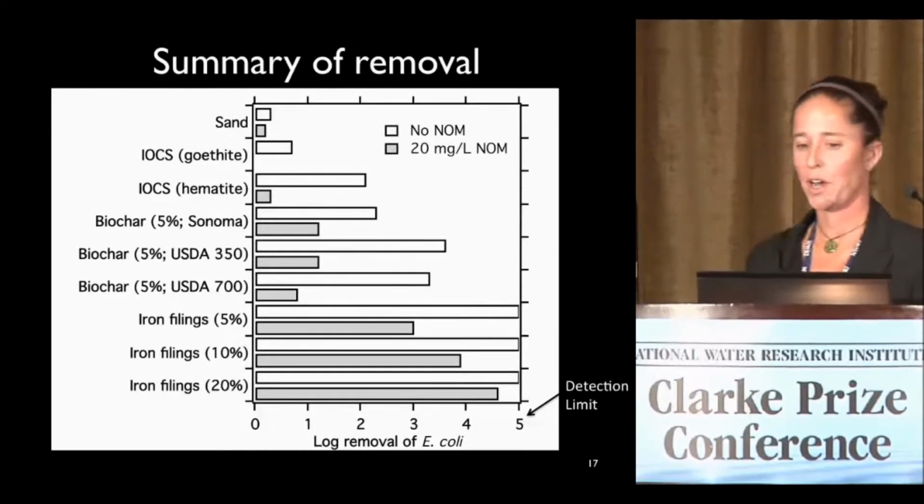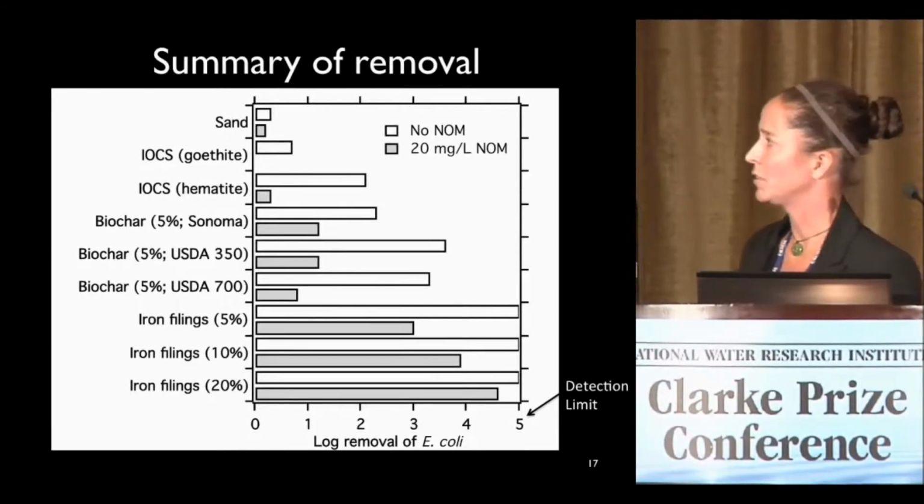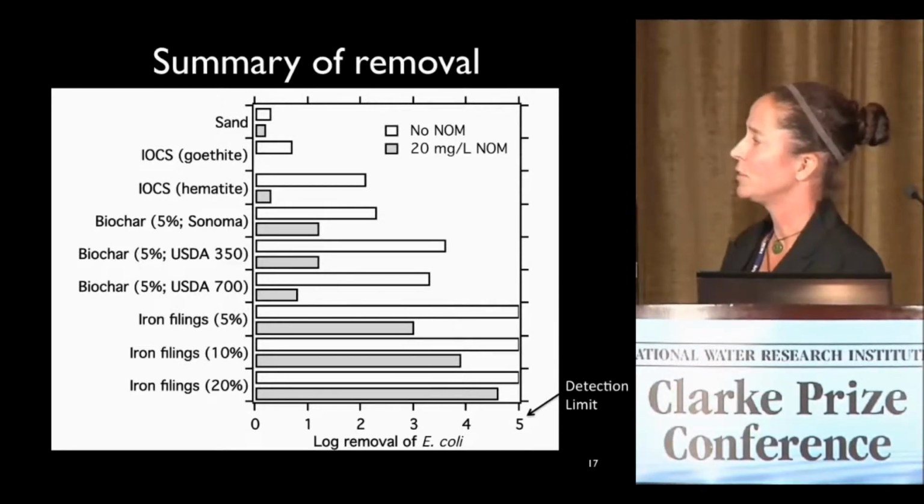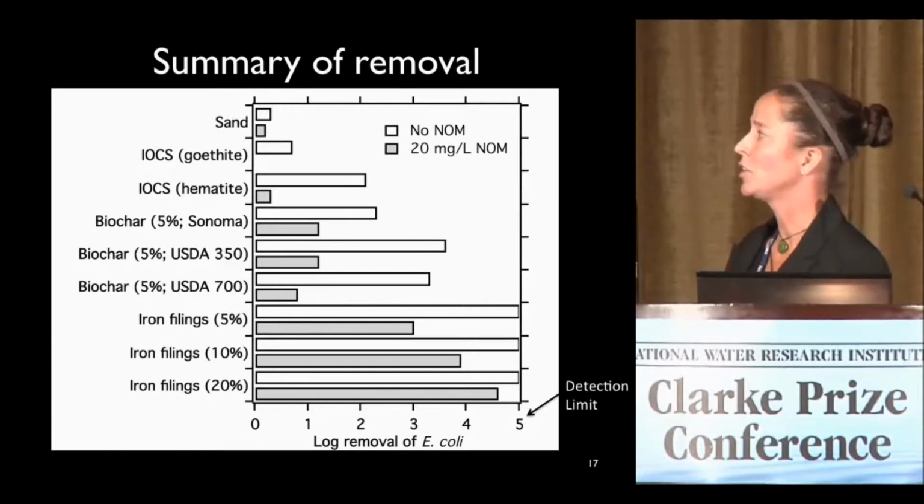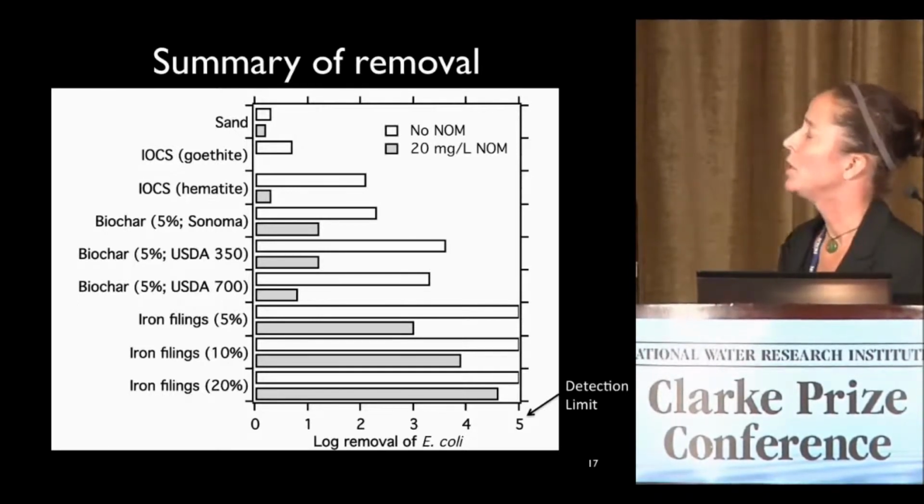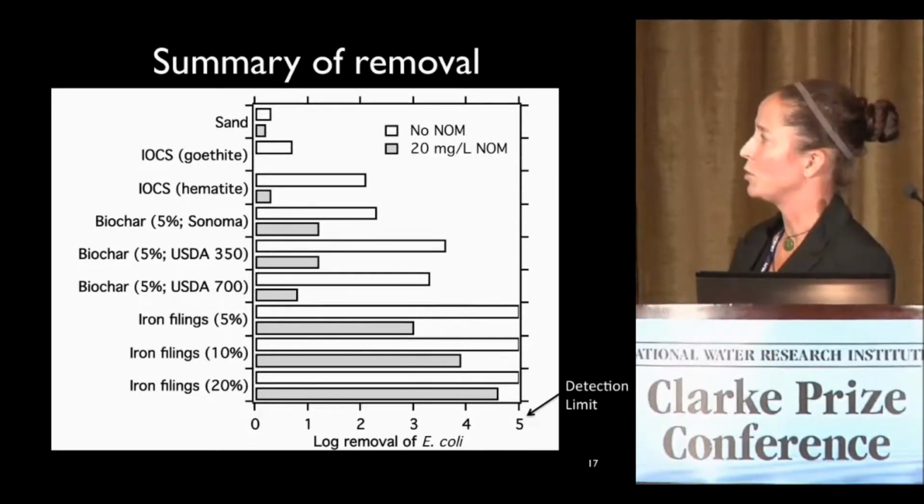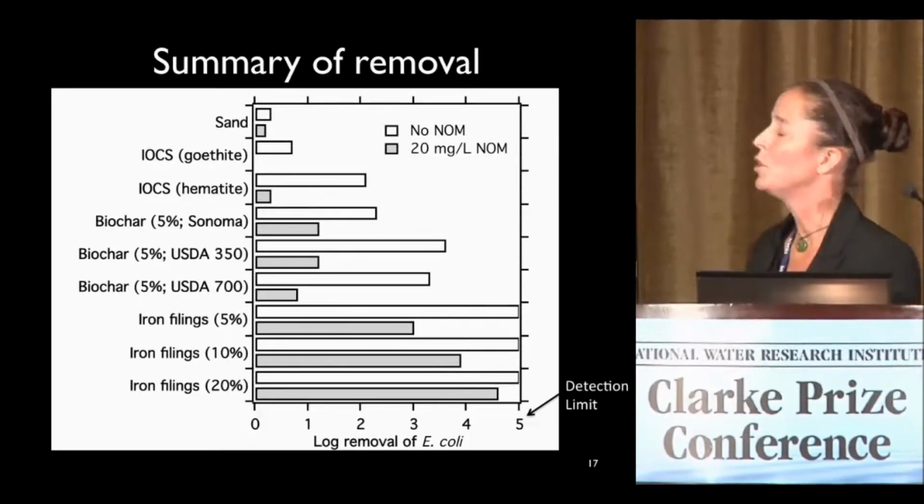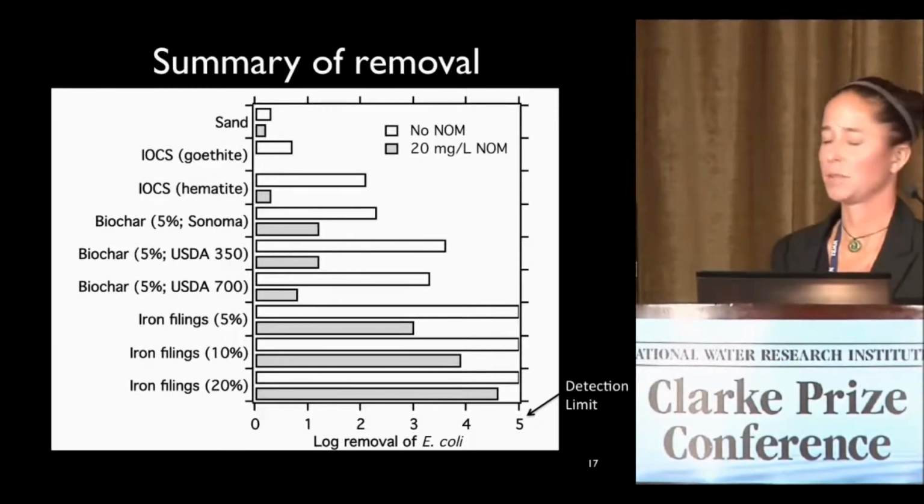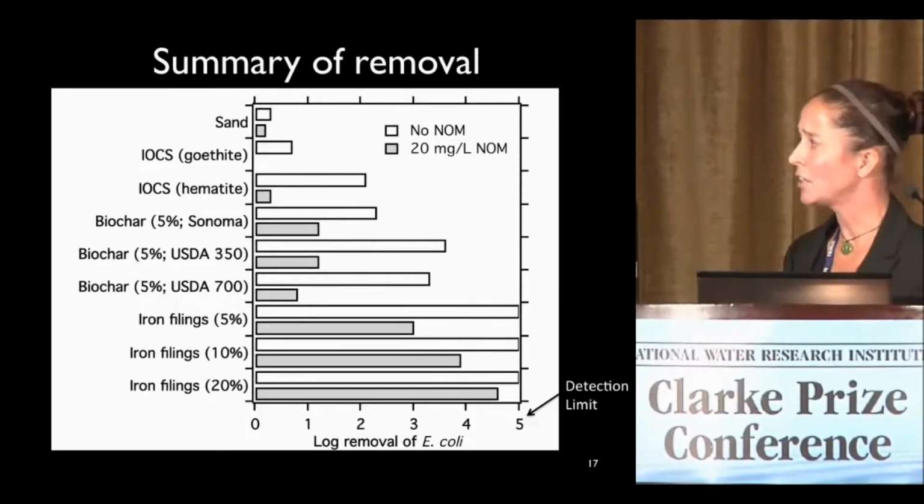So this is a summary of the results from these geomedia experiments. So on this axis are the different geomedia that we've tested: sand, iron oxide-coated sands with goethite, iron oxide-coated sands with hematite, three different types of biochars, 5% by mass in the column, and then iron filings with different percentages in the column. And without NOM is shown with the white bars, and you can see that as we move down here, we're getting more and more removal, with iron filings removing the greatest amount of E. coli at our detection limit.